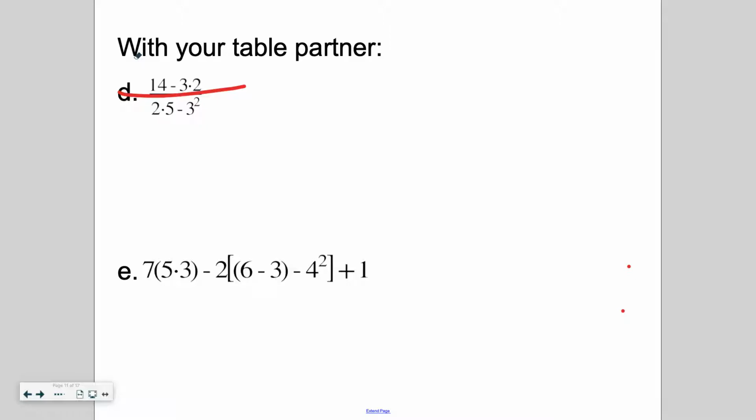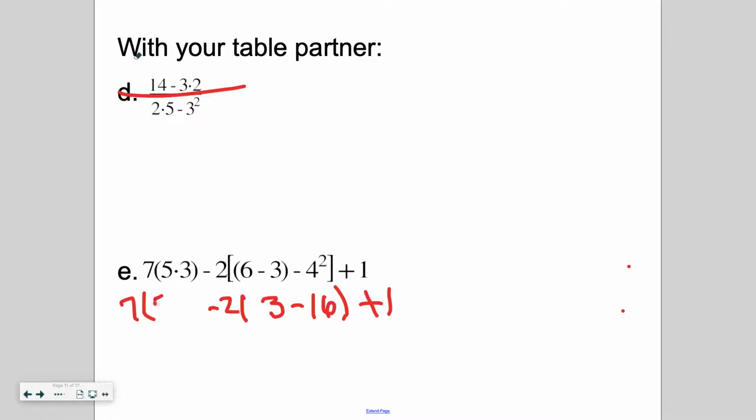All right, let's talk about this. 132 is what you should get. Okay, let's talk about it. What should we take care of first? Those brackets. So inside the brackets, we take care of the 6 minus 3, which is going to give me 3, and then minus 16, right? So that's plus 1. That negative 2 is being multiplied there, so don't forget that part.